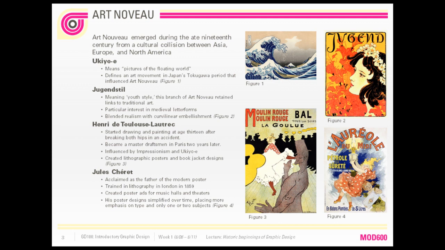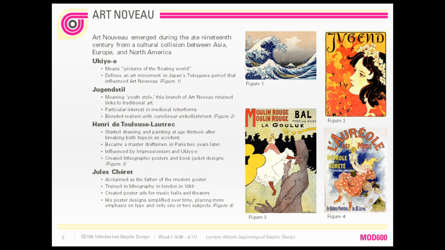Similarly, Jules Cheret made lithographic posters for music halls and theaters, and he too had a beautiful artistic organic style. His earlier work was more complex. He would have large crowds of people and a lot more detail, but his later work, such as Figure 4, you'll see it's more about the relationship between one or two subjects and the type.